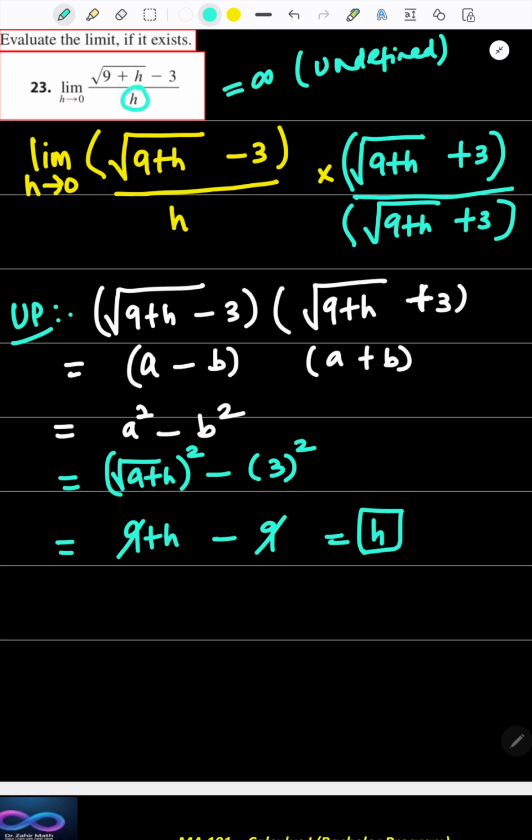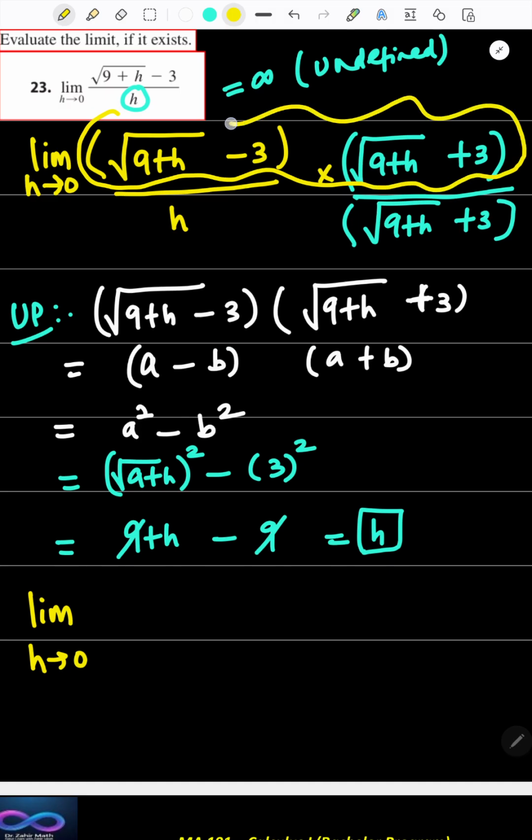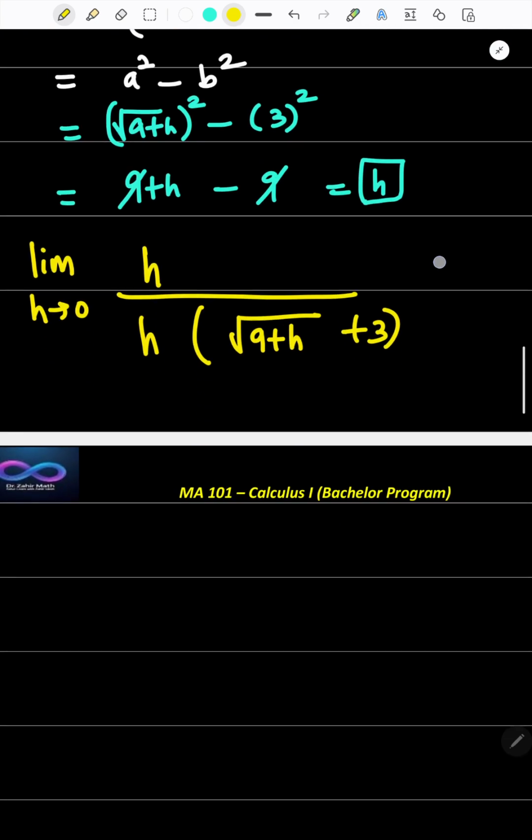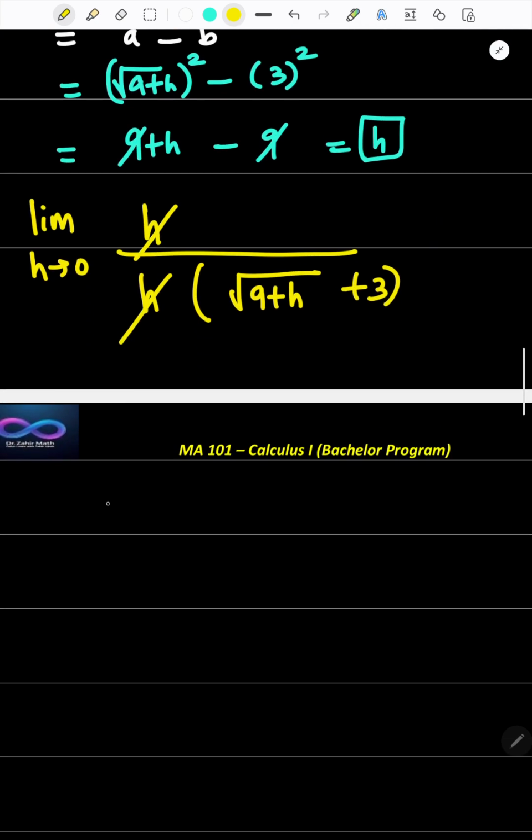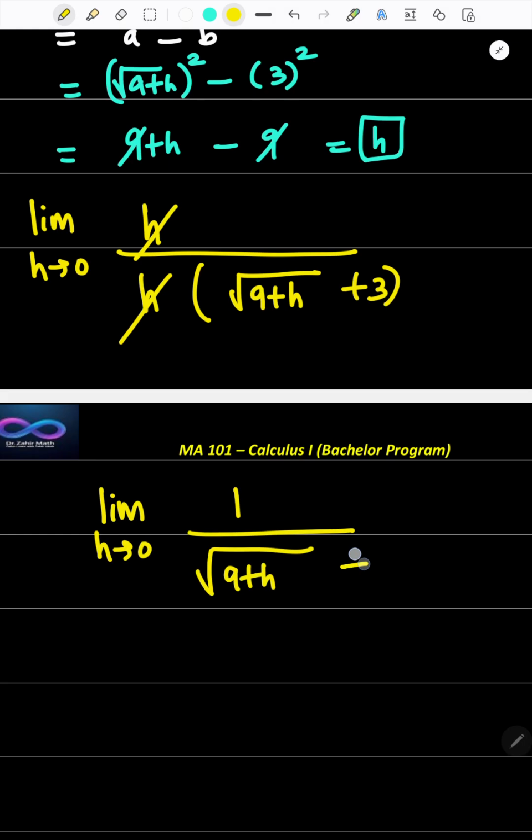So what happened to the problem? The problem takes the model, right? Limit h goes to 0. And this part we got the answer just now using a plus b, a minus b. I got h divided by h times bracket open square root of 9 plus h plus 3. Clear all of you? h gets cancelled. So limit h goes to 0, 1 divided by square root of 9 plus h plus 3.